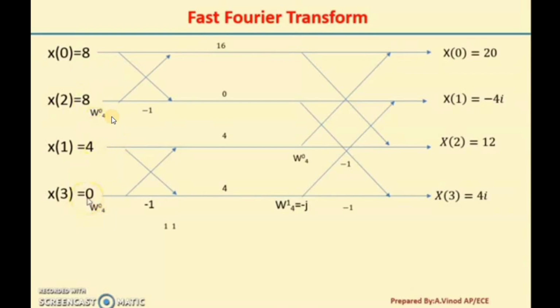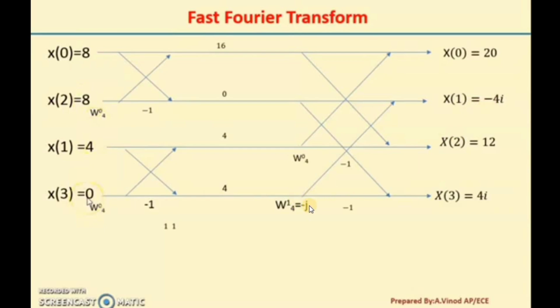After that, you have to add these two values. If I add these two values, I will get 16. If I subtract these two values, I will get 0. If I add these values, I will get 4. If I subtract 4 minus 0, I will get 4. After that, this is how you have to draw the next stage of the diagram. You have to add 16 plus 4, which is 20. Then 0 plus 4 is 4.